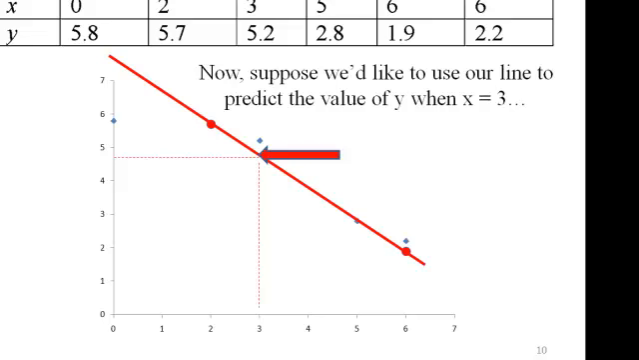Now this line is representing the underlying linear relationship in our data, so if I want to predict the value of y when x equals 3, what I want to be able to do is pick off the value of y when x equals 3 on the line. Well, in order to do that, we need the equation of the line. So we're going to want the equation of this line in y equals mx plus b form.